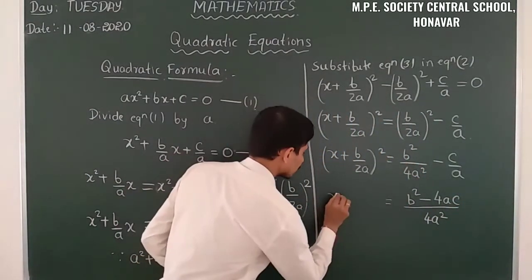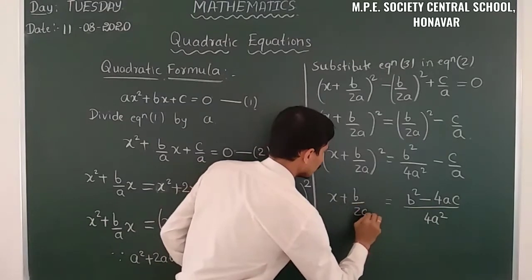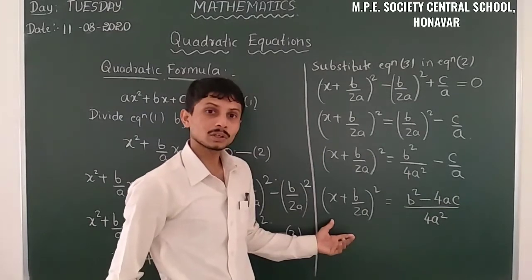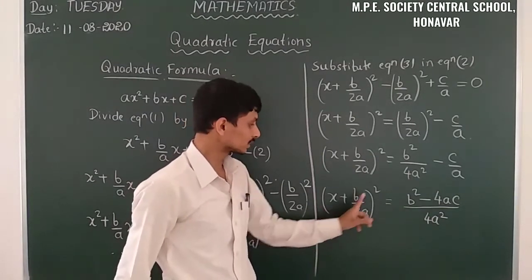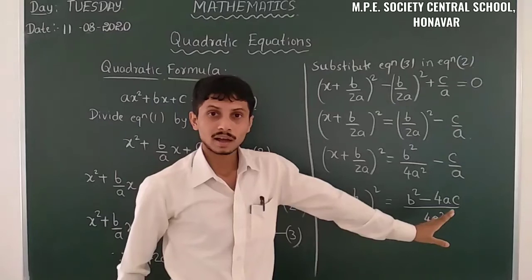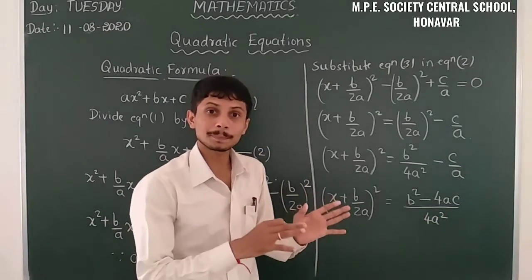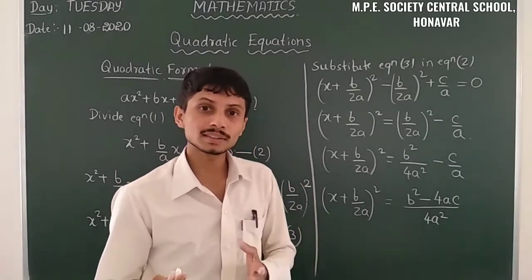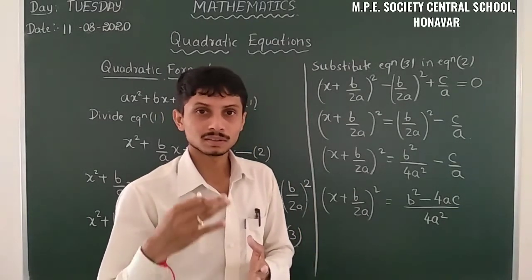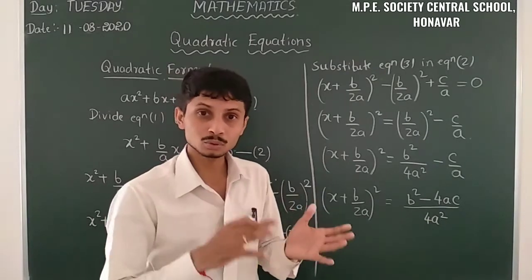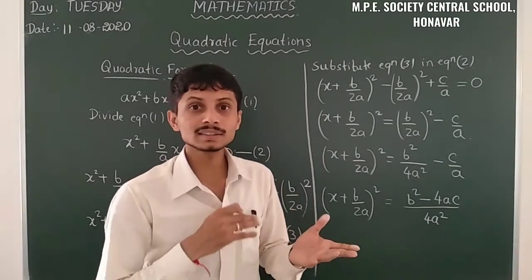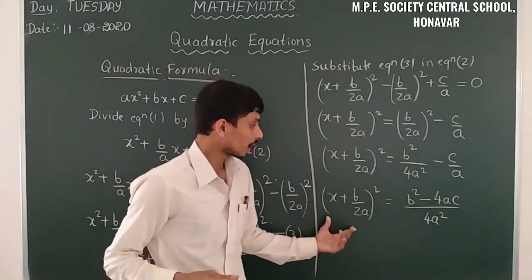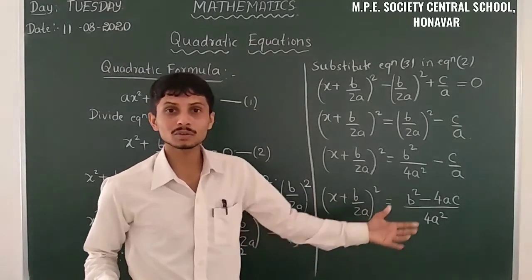Then the LHS side is the same here, (x + b/2a) whole square. Then after that, what do we have to do? We have to transpose this square to the RHS side. It becomes plus or minus. When we are transposing the square from the LHS to the RHS side, it becomes plus or minus. There are two possibilities for a perfect square, that is plus or minus. So that's why we have to transpose the square to the RHS side.